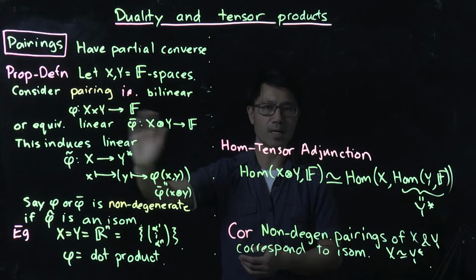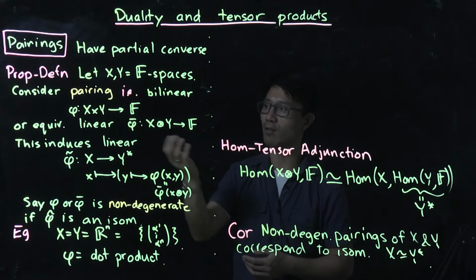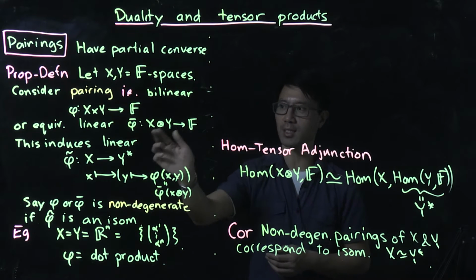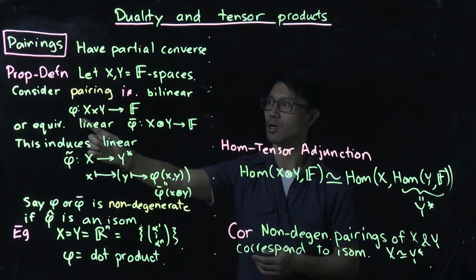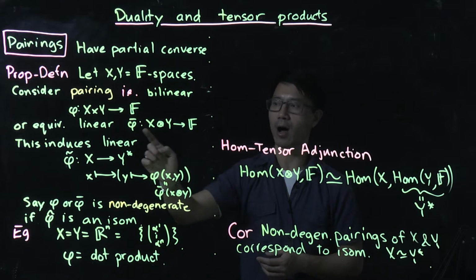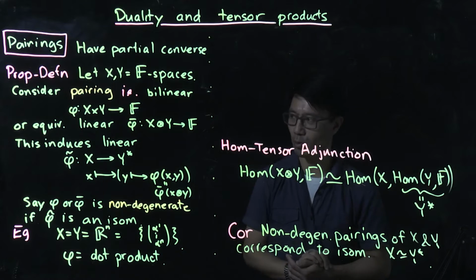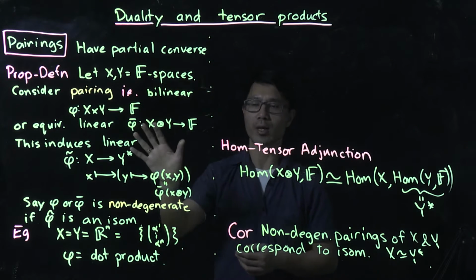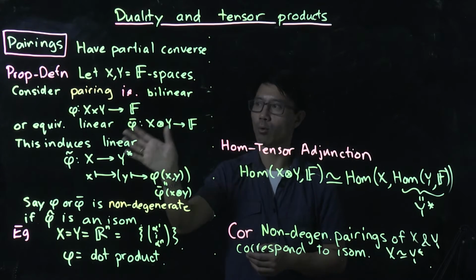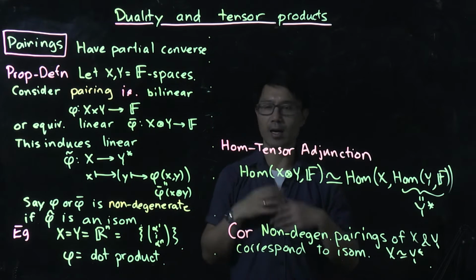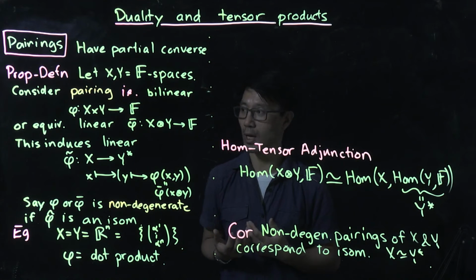Of course, since it's a bilinear map, this is equivalent information to giving a linear map from the tensor product x tensor y to f. Okay, so if this is the bilinear map phi, phi bar will be the linear map on the tensor product. Now I want to look at this setup where we have this pairing, and relate it to the notion of duality that we had before.